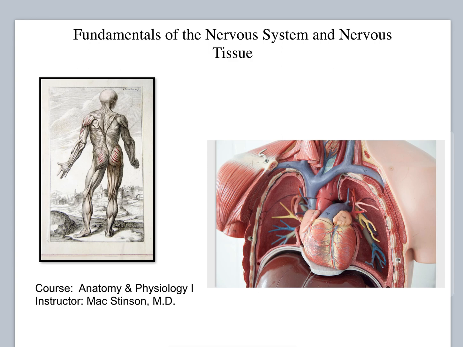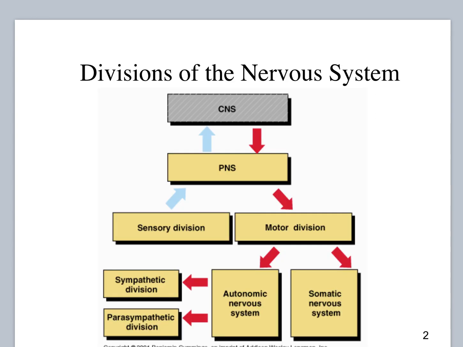Here we have the first lecture in the section on the nervous system. It's called Fundamentals of the Nervous System and Nervous Tissue. This is a block diagram showing the basic components of the nervous system. We'll look at each one of these shortly.